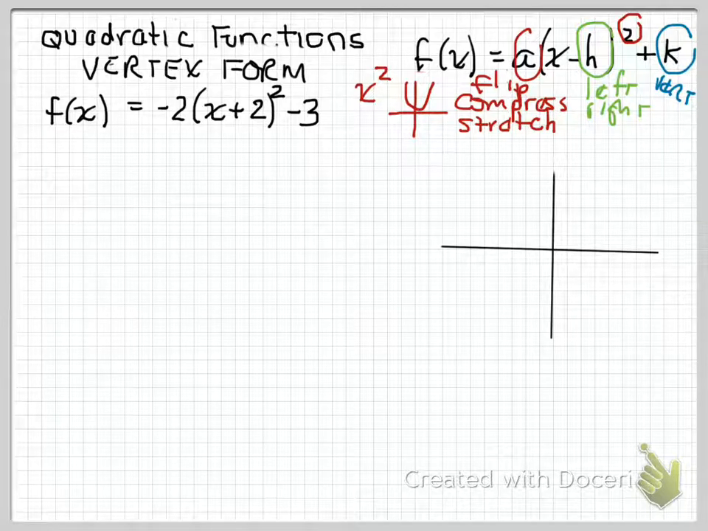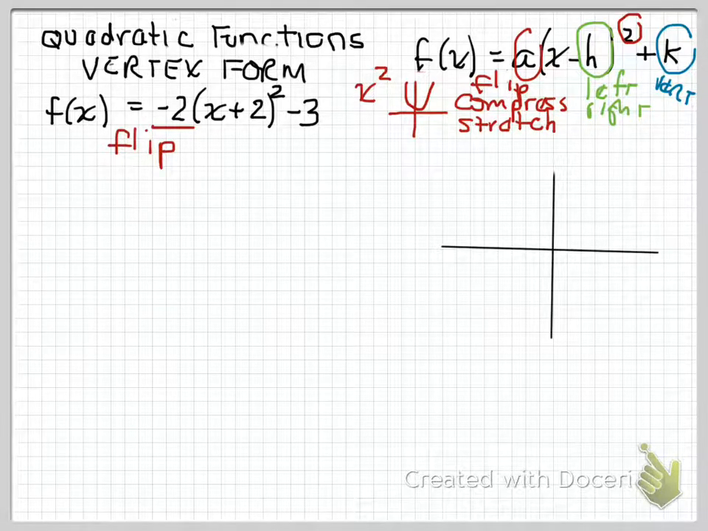So first of all, we look at our coefficient A, which is a -2. The negative tells us that we will be flipping our parabola. So it is going to flip across the x-axis, which means it's now going to be upside down. And that 2 tells us that we're going to stretch by a factor of 2. So our parabola will actually get narrower. It's sort of like a rubber band. When you stretch a rubber band, it gets narrower. So we're going to stretch.